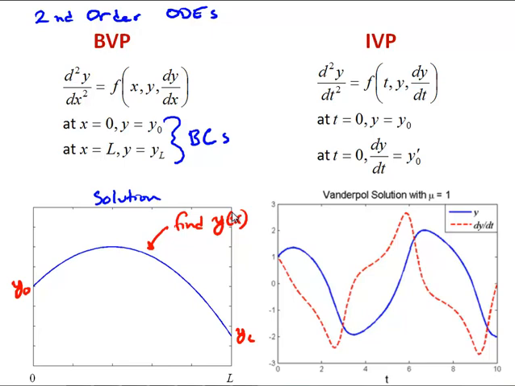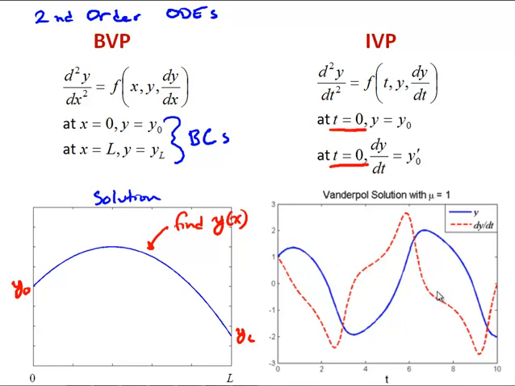In contrast, what we've been looking at so far in the class is initial value problems, again, usually expressed in terms of time. So the second derivative of y with respect to t is equal to some function of t, y, and dy/dt. And the key difference here is that both of our conditions are given at t equals 0. We know y and we also know dy/dt, the value of the slope, at t equals 0. And then we can just step forward in time.